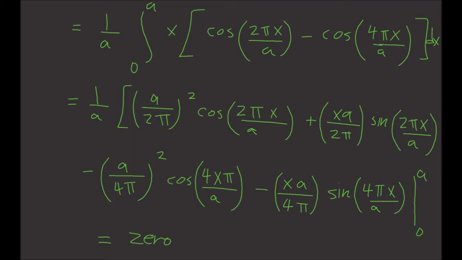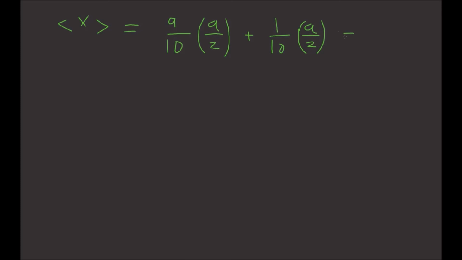Alright, so now we can put everything together to find that the expectation value of x is equal to 9 over 10 times a over 2 plus 1 over 10 times a over 2, which is equal to a divided by 2.